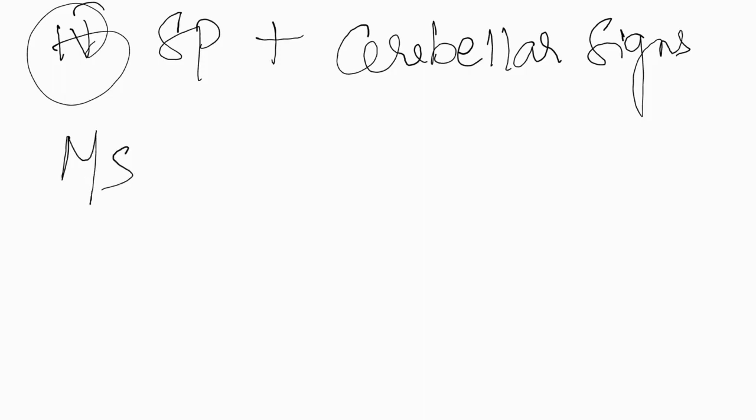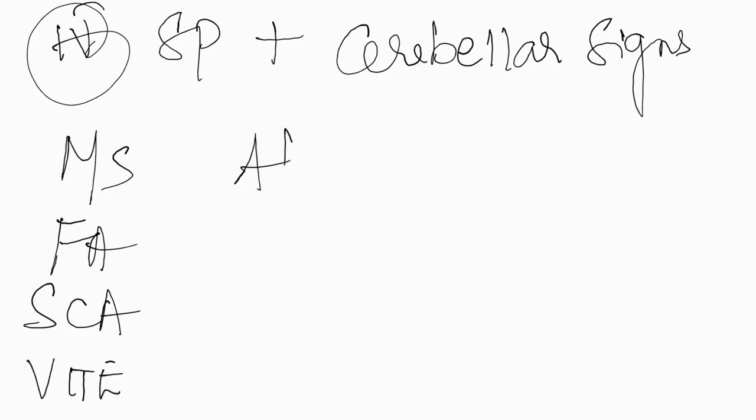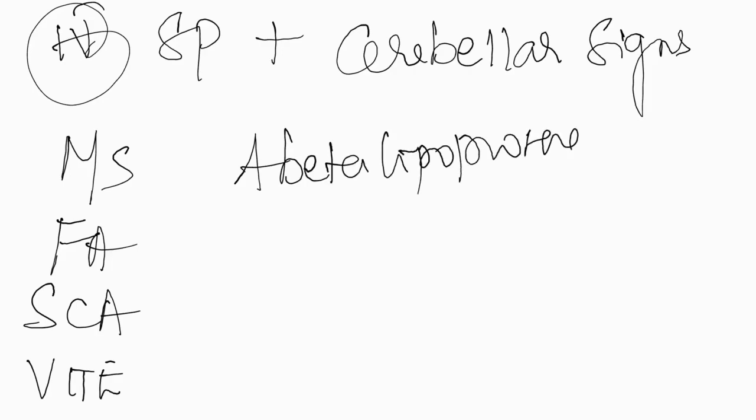First is multiple sclerosis. It can be Friedreich's ataxia. It can be a spinocerebellar ataxia. It can be vitamin E deficiency. Also, it can be abetalipoproteinemia. Alright, all these things can present in that manner.